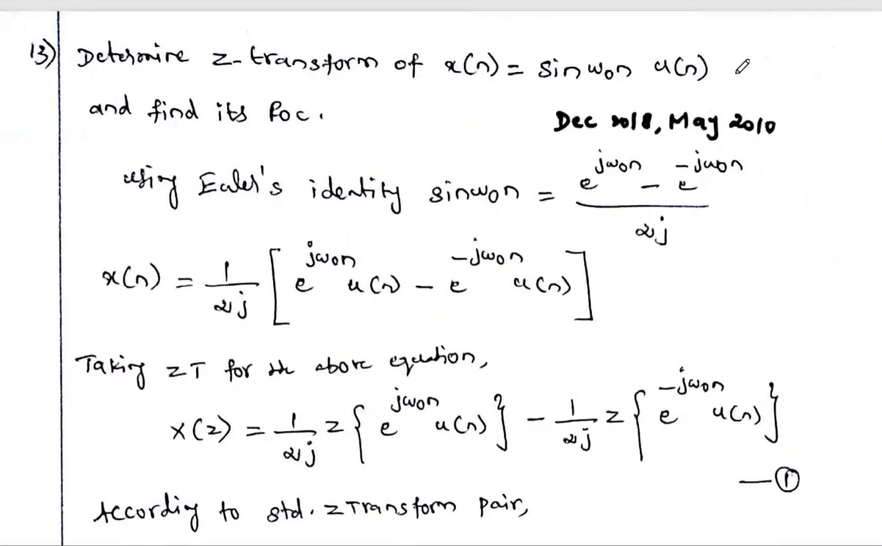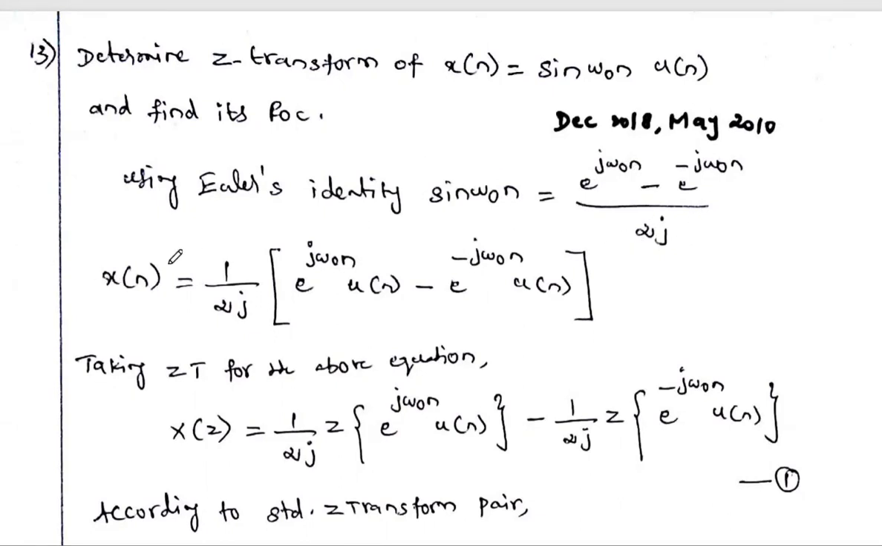In an easy way we have to solve. Okay, so what is the difference? The same thing. Using Euler's identity for sine theta, that is sine omega naught n. What is the formula for sine theta? E power j theta minus e power minus j theta divided by 2j. If it is cos theta, it is e power j theta plus e power minus j theta divided by 2 only. If it is sin theta, here there is a minus and additionally one j will be there. Okay, so now you split the sine.